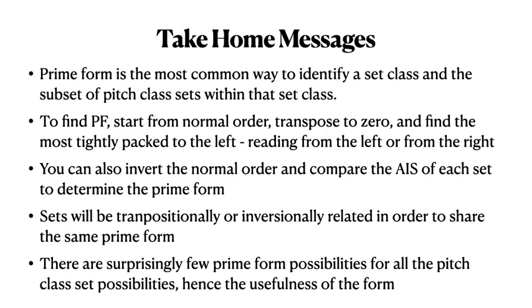So here's what we learned in this video. Prime form is the most common way to identify all subsets of a pitch class set with one unique label to describe their intervallic content. To find that prime form, start with normal order, transpose to 0, and find which reading will result in the most tightly packed to the left, whether you have to read it from the left or from the right. You can do that extra step and examine the inversion of your normal order too, just to make sure you're checking all the intervals. Or you can use the clock face to visualize the set in a different way.